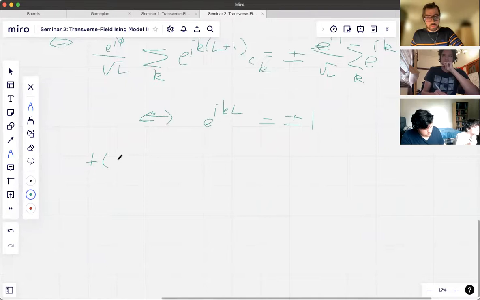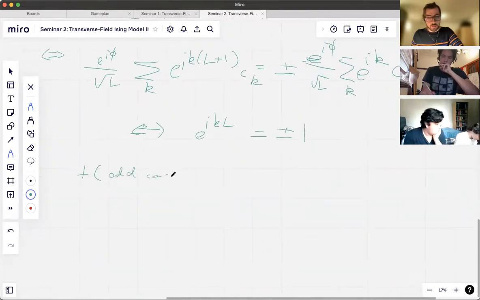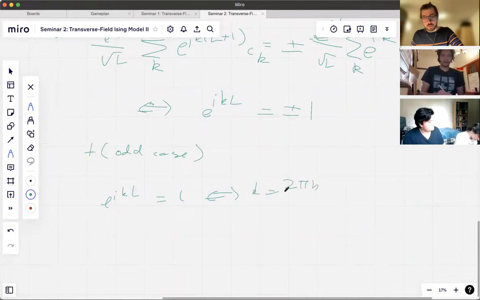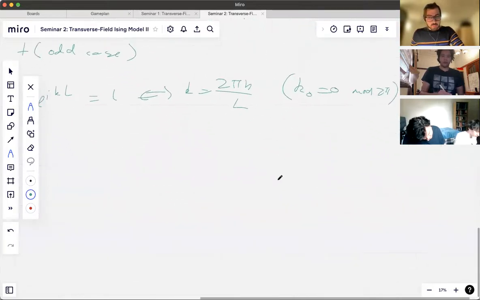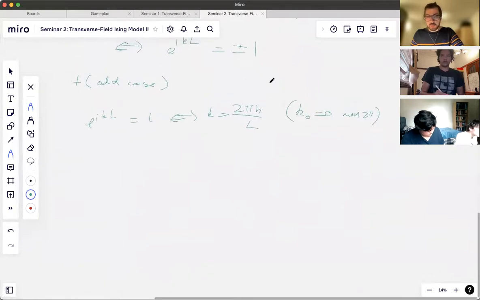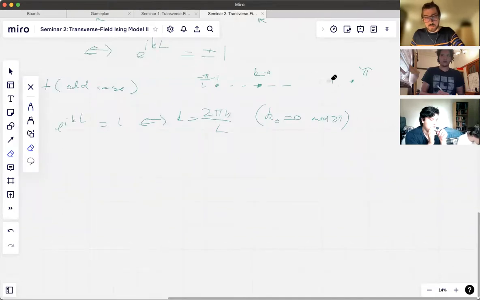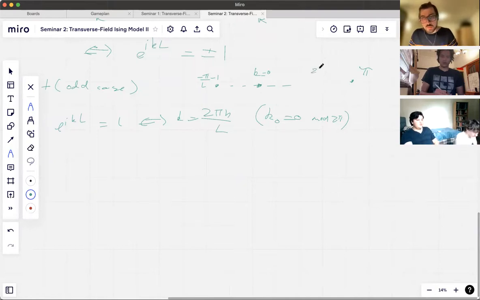So in the plus, or odd, sector case, we have e to the ikL equals 1. So it's natural to say k equals 2 pi n on L, like k naught is 0 mod 2 pi. And with the conventional choice, that gets us from negative pi over L times (L minus 1) all the way to pi over L times (L minus 1), and also including the points k equals 0 and k equals pi. Sorry, I think I may have messed up. It's 2 pi (L minus 1) over L and the negative of that.